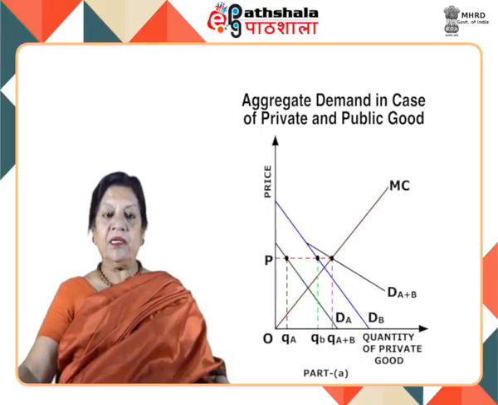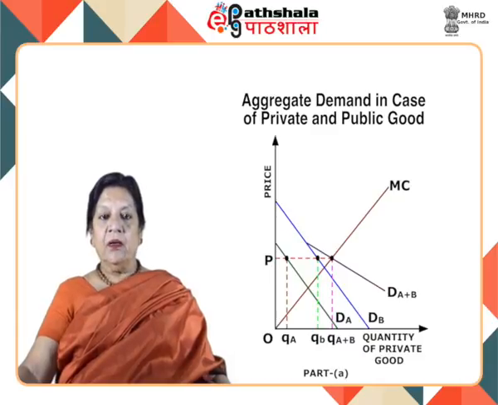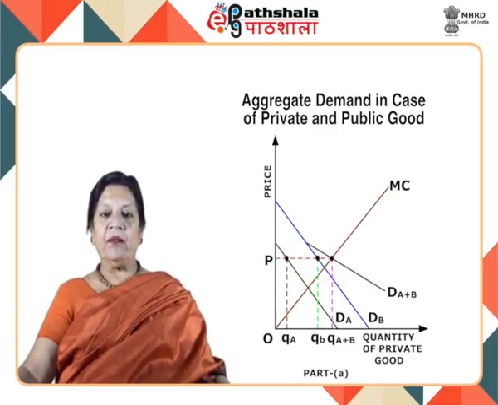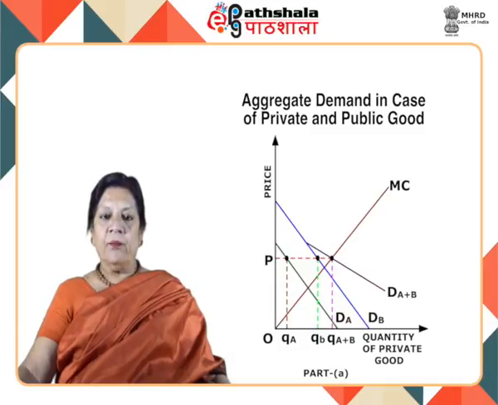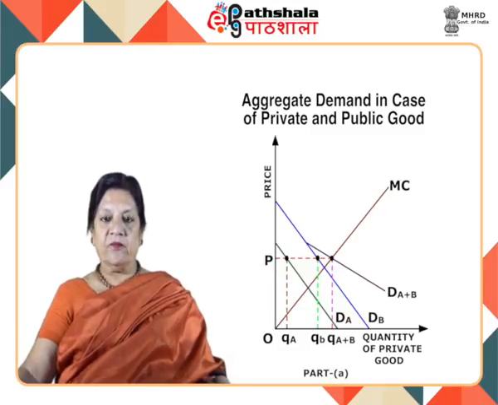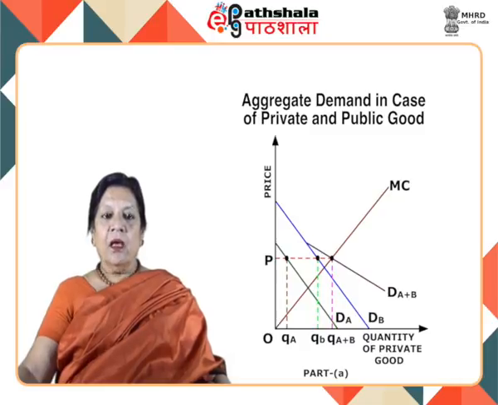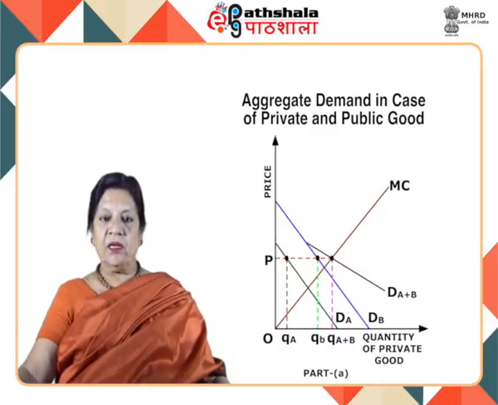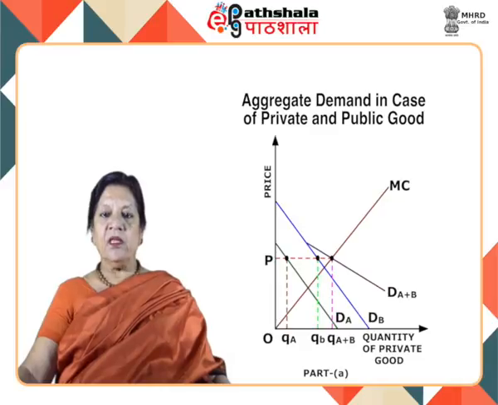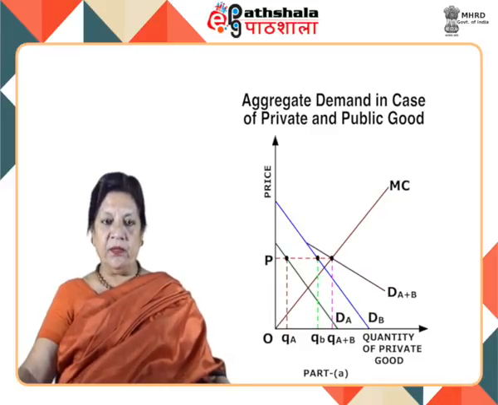Part A. Let DA and DB be the demand of the individuals A and B respectively. MC is the marginal cost of production. The aggregate demand curve is found by simply adding the quantity demanded by each individual at a given price. If producers price at the marginal cost, then each individual will consume the good when the marginal benefit from doing so exceeds the price. Hence, DA+B is the aggregate demand curve at price P.